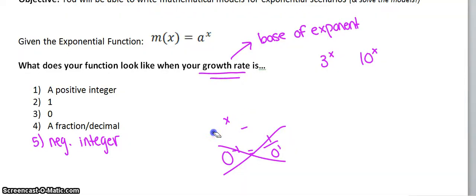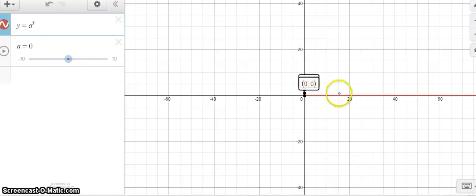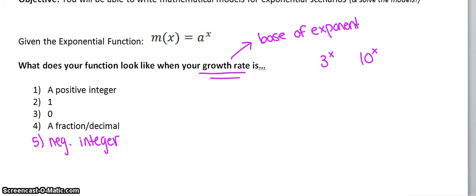Now, if you think about the base as a growth rate, this makes sense. There's no growth. There's 0 growth. So your graph never, quote unquote, grows. So you can write next to the 0 that there's 0 growth. Or you can say it flat lines, if we're being super precise. Okay, write whatever notes to yourself that you would like to include.